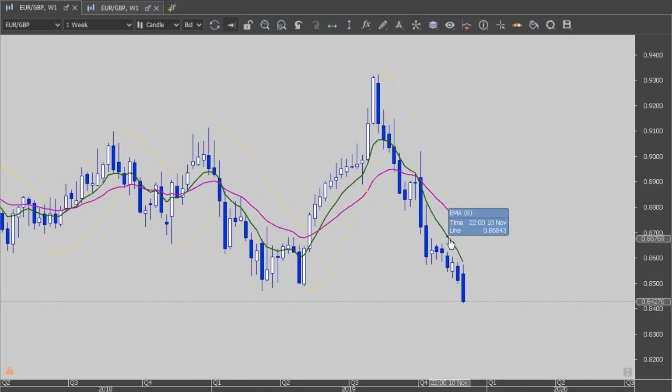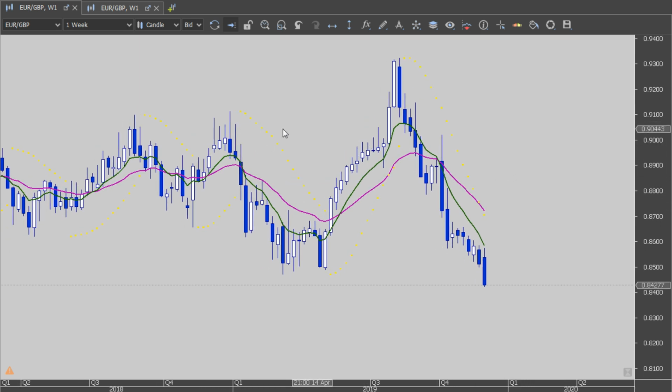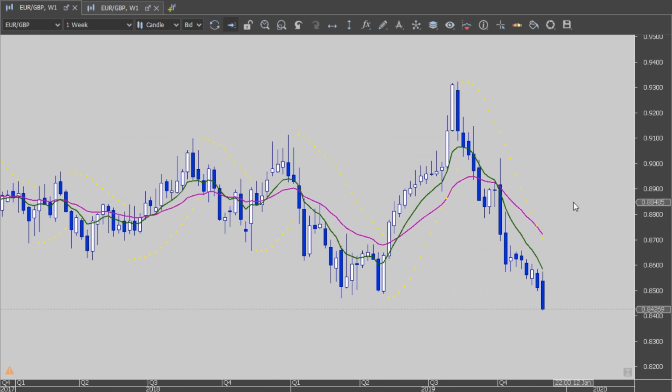So I have on the chart EMA 8, exponential moving average 8, and I have the exponential moving average 21, and I'm using the crossover. When the 8 is going to cross the 21, I'm using it as an entry signal.